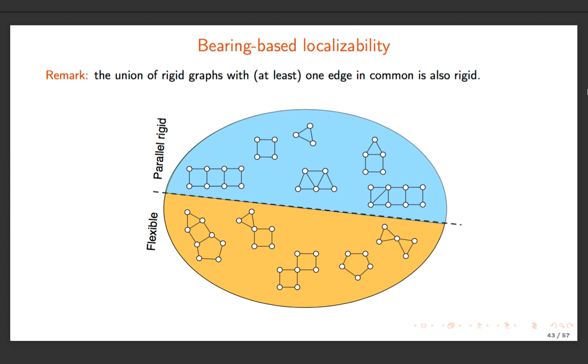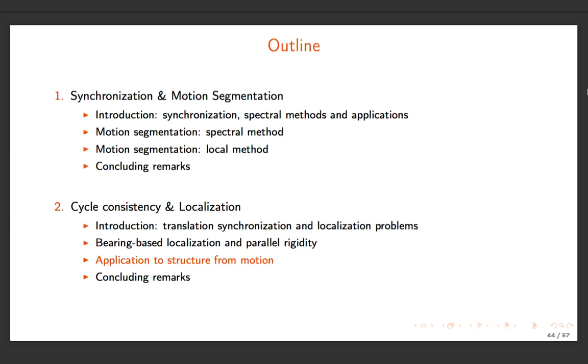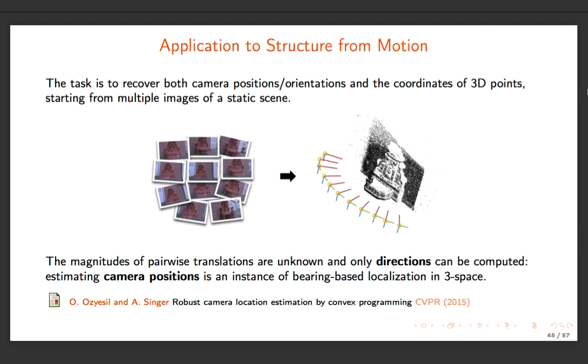Now I will explain how to apply the rigidity theory to the structure from motion problem. The task of structure from motion is to recover both camera positions, orientations, and the coordinates of 3D points, starting from multiple images of a static scene. It is well known that we can compute the directions of pairwise translations from epipolar geometry, but the magnitudes are unknown. In other words, estimating camera positions is an instance of bearing-based localization in 3D space.